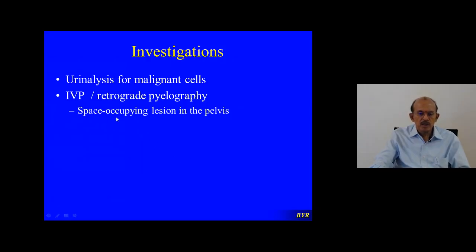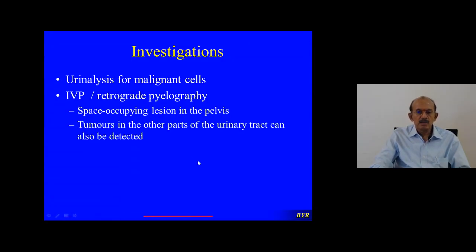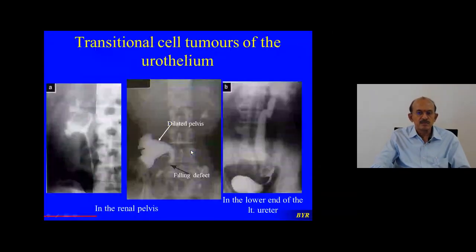So when you do intravenous pyelography, you can make out a space occupying lesion in the pelvis. Tumors in other parts of the urinary tract can also be detected. We have already seen that there may be multifocal disease with lesions in the ureter as well as in the bladder. So you can see here a space-occupying lesion in the pelvis. It can be a papilloma, it can be a transitional carcinoma, or it can be a calculus.